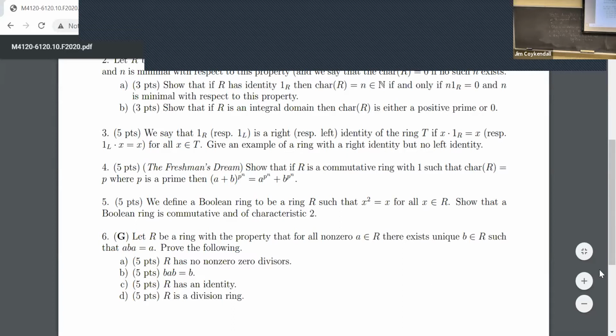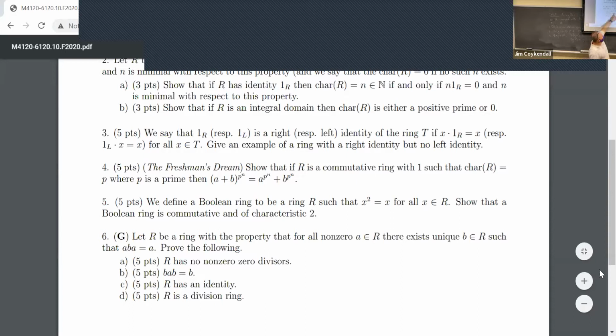And finally, the graduate problem is just kind of a fun one. I encourage you to try it. Suppose you have a ring with the property that for every non-zero element A in R, there is a unique B, and this is actually going to be important when we tackle this problem, the fact that B is unique, such that ABA equals A. Notice I'm not assuming that you can turn A and B around. ABA equals A, it has to be written this way.